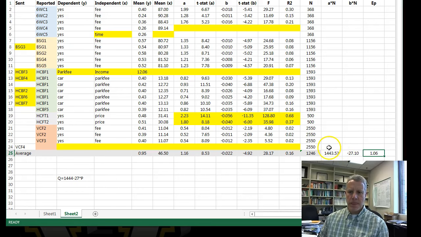Okay, so you're going to be receiving an email that has a question asking you for the market intercept and the market slope, and then the price elasticity of demand. And that's the next assignment.